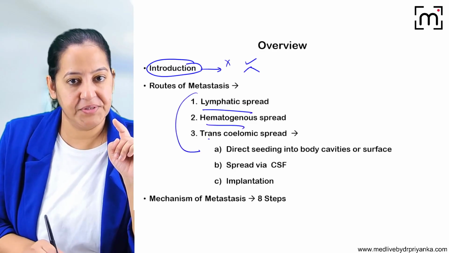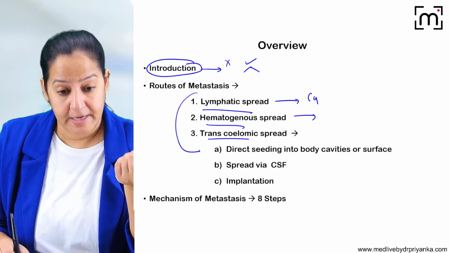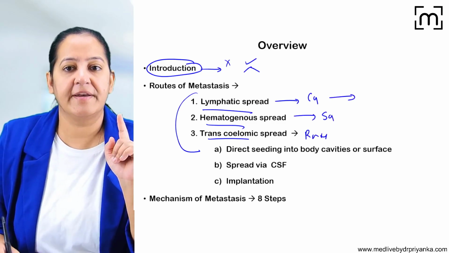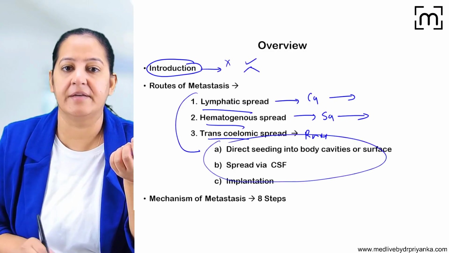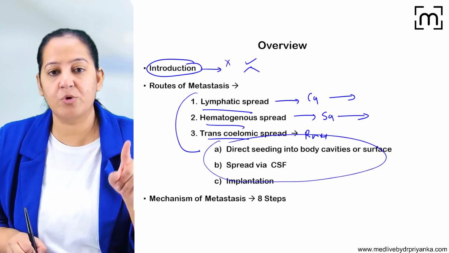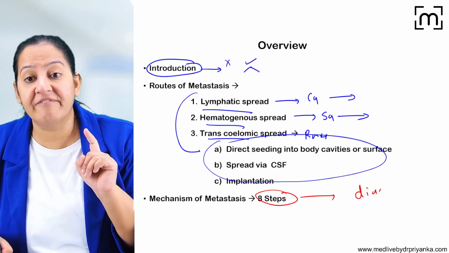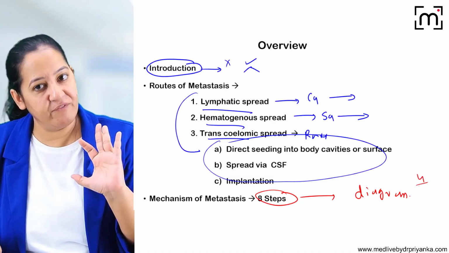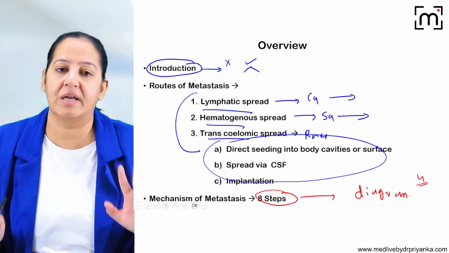lymphatic, hematogenous, and transcelomic. Carcinoma spreads via lymphatic. Sarcoma spreads via hematogenous, and transcelomic is rare. Now write down the details here, I have told you the details, and transcelomic has 3 different routes. Now in the mechanism, a total of 8 steps are there. Write down all 8 and please draw a well-labeled diagram of all 8. I have shown you 4 diagrams, in which 2 steps are in each of them, and you have to draw all of them, total 8 steps.